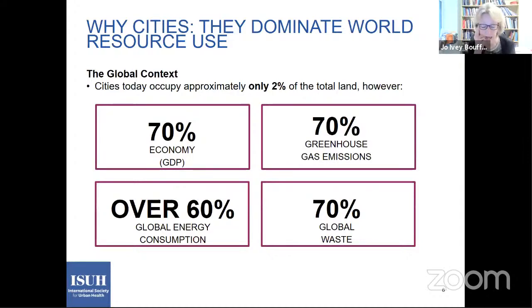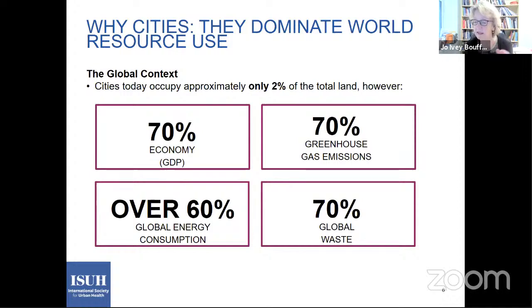So again, just a final point here. I think the cities have really come to the fore in everyone's attention because of this global diagram. Tony alluded to it. While cities do drive the economies of most countries, often certainly not globally, 70% of GDP is generated in cities. They also provide the majority of greenhouse gas emissions, using the majority of global energy and producing the majority of global waste.